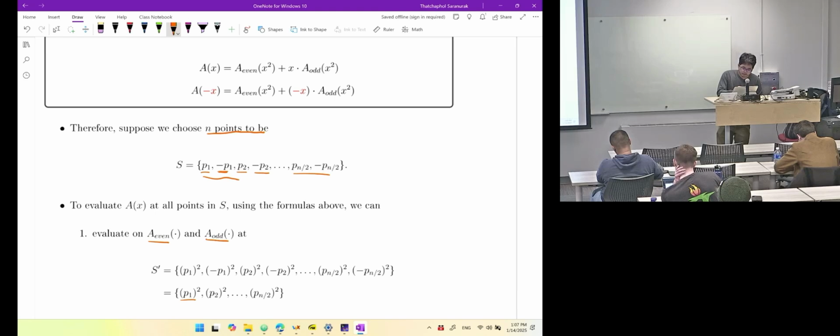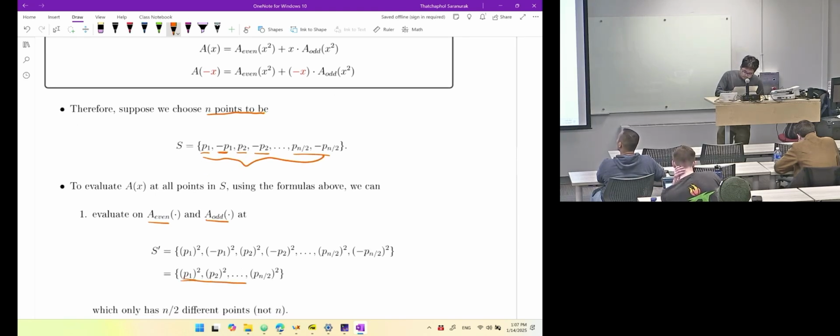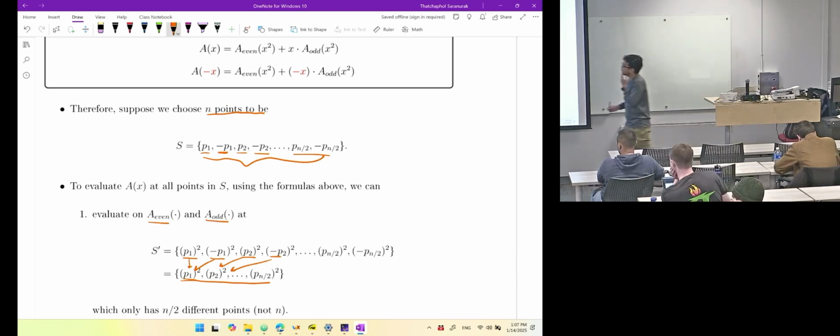The square of everything here, which is just like this guy and this guy square to the same number. This guy and this guy square to the same number. So at the end, the point set that I need to evaluate A even and A odd on is just n over 2 many points, not n, just n over 2.